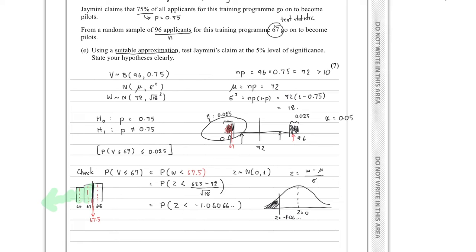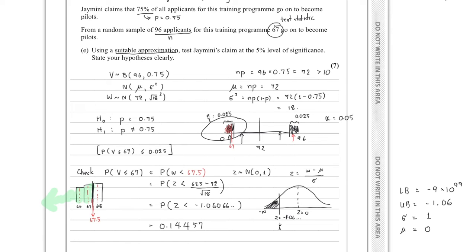So from calculator, by using normal CD, we can see that we changed everything to standard normal. So everything starts from negative infinity. That's a lower bound. For lower bound, you use negative infinity, which is like minus 9 times 10 to the power of 99. And the upper bound here is, obviously, minus 1.06, and then 1 and 0. The output will be 0.14457. Now this is the left area of 67.